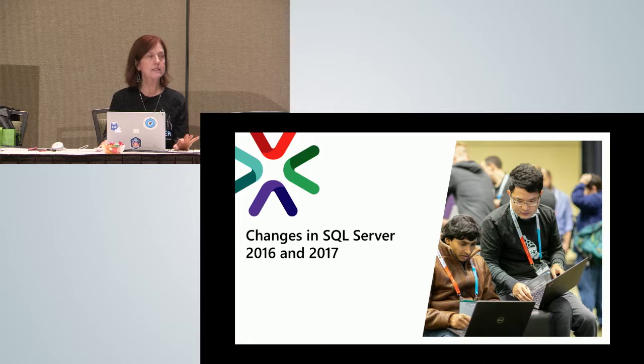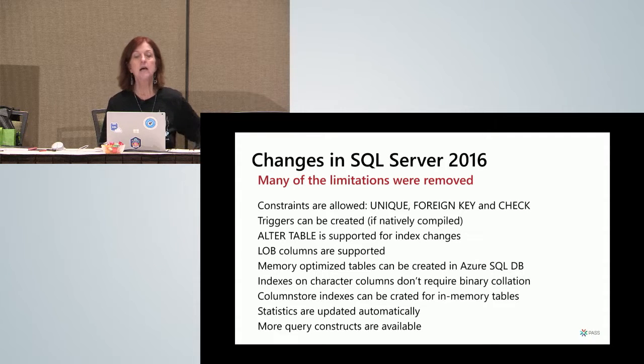I've just got a couple of quick slides showing you some of the changes in the subsequent versions, 2016 and 2017. Most of the really frustrating limitations were removed in 2016. In 2016, you can create constraints: unique constraints, foreign key, and check constraints. Primary key constraints were already allowed, but if you couldn't have a foreign key, its value was minimal.